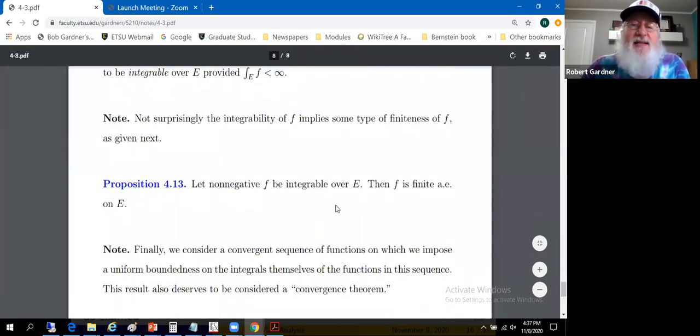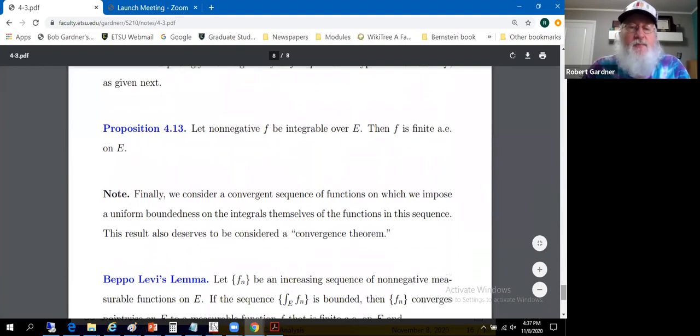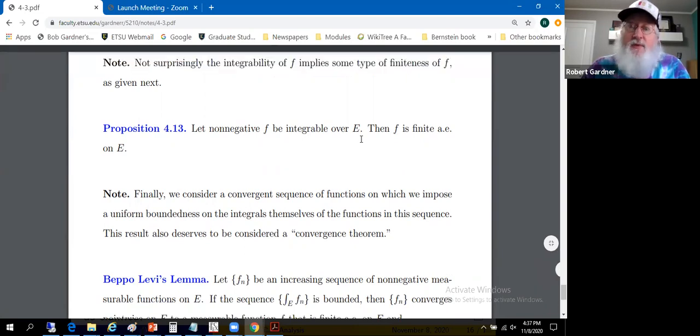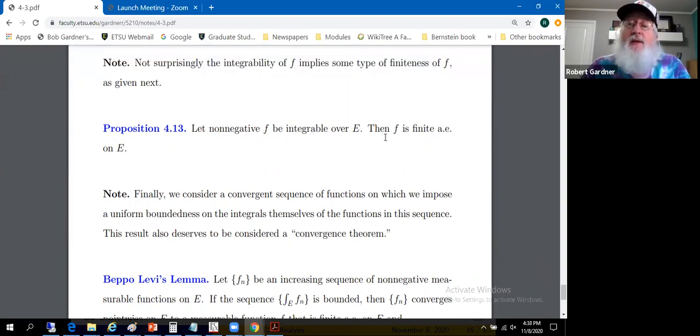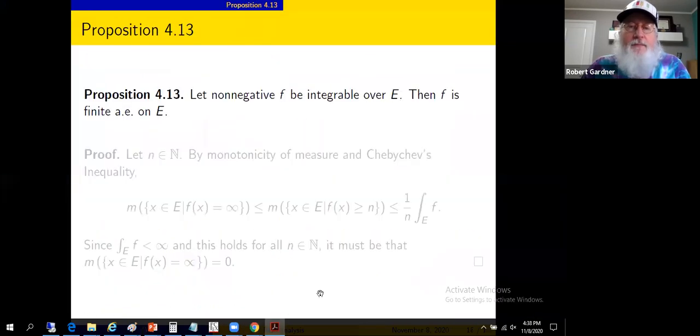Not surprisingly, the integrability of f implies some kind of finiteness of the function f. Consider the following. Let non-negative function f be integrable over E, that is, the integral of f over E is finite. The claim is f is finite almost everywhere on E. Sounds fairly plausible. Let's look at a proof of that. Okay, integrable, finite almost everywhere.